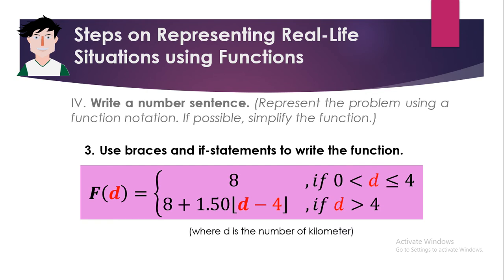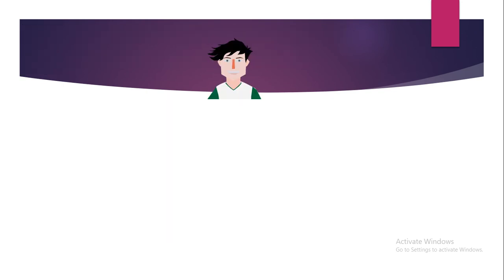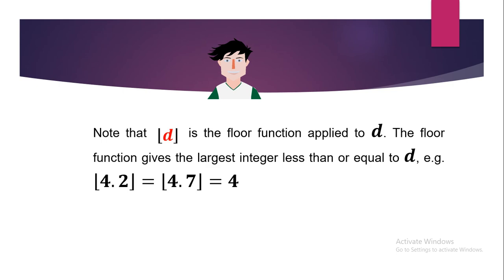So where d is the number of kilometers. So note that the floor function of d gives the largest integer less than or equal to d. So for example, the floor function of 4.2 is just equal to the floor function of 4.7, which is just equal to 4. So that is the definition of the floor function.